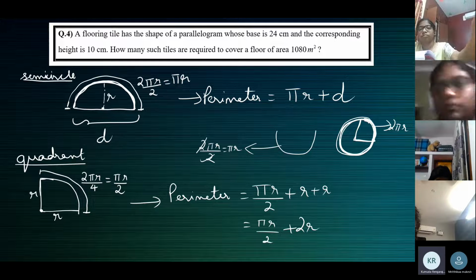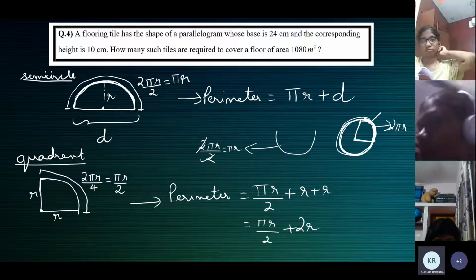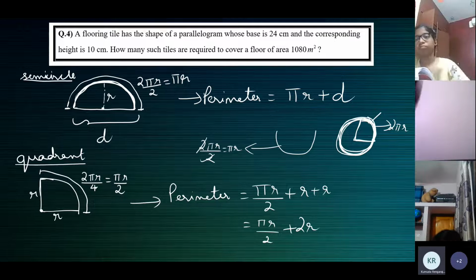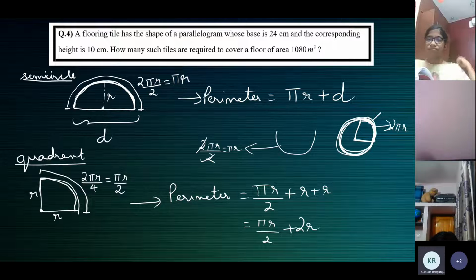So the length of this arc will be the total length 2 pi r divided by 4. The length of this arc alone will be the total length 2 pi r divided by 4. On simplifying, you will get pi r by 2.